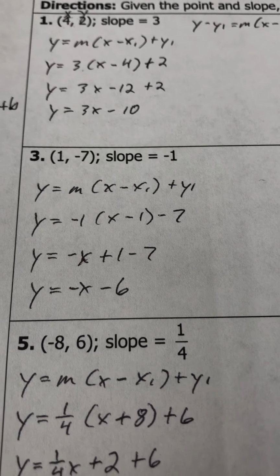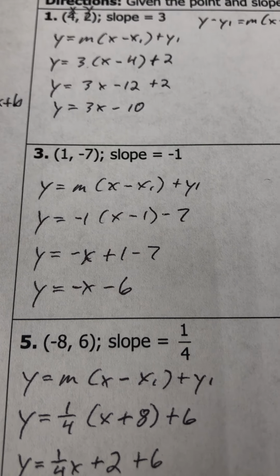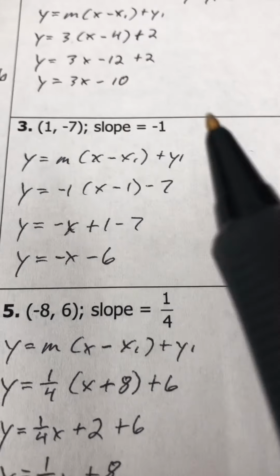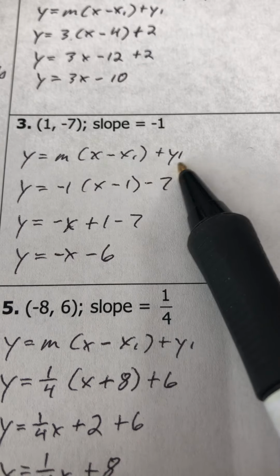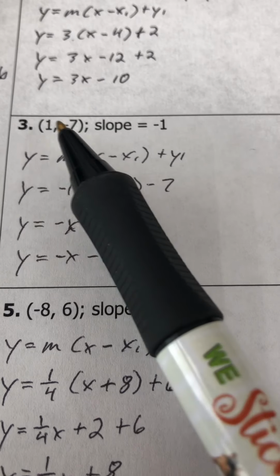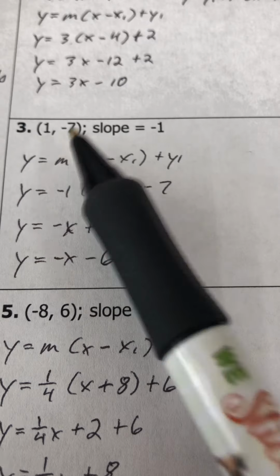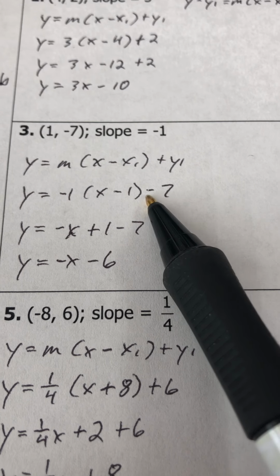Number 3, and you could pause this as I'm going on. I'm doing all of them except 2 of them for you, so you can be on your own on 2 of them. I have my formula once again. I plug in the slope, plug in the x value, plug in the y value. Notice this is a negative y value now, so this becomes minus 7.